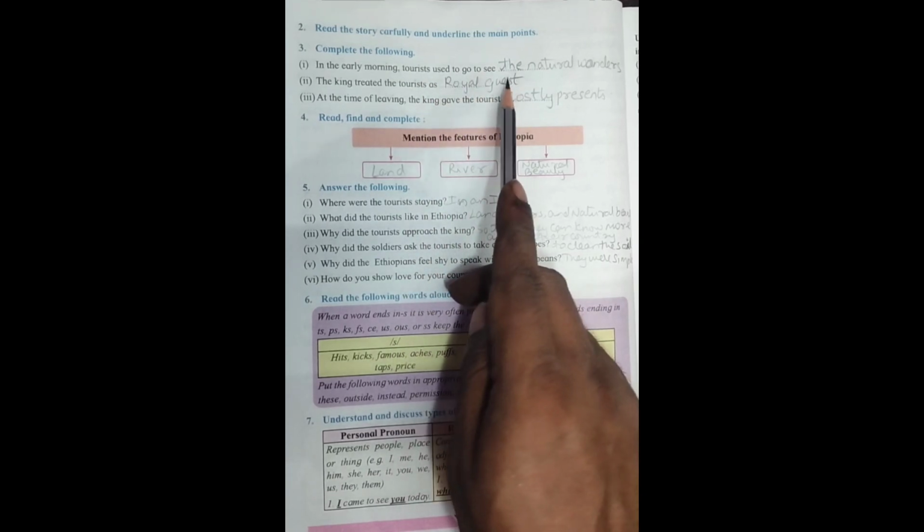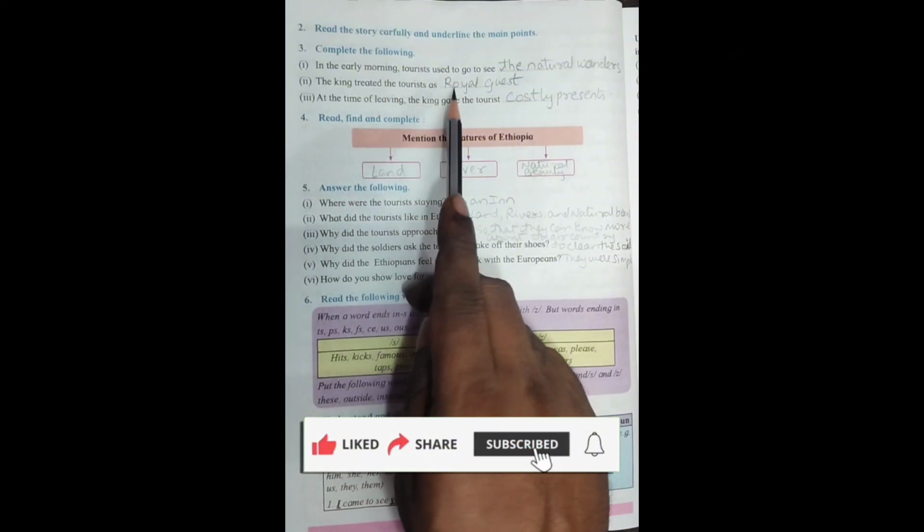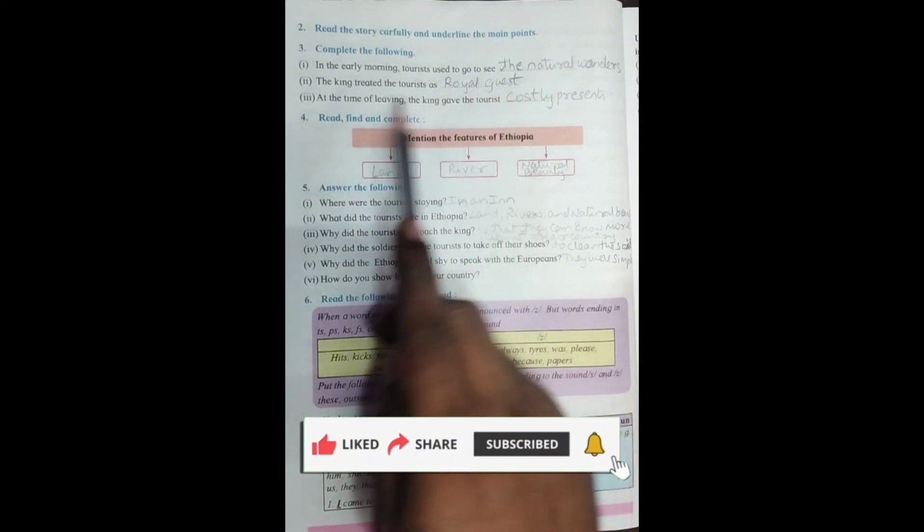Now, complete the following. First, in the early morning, tourists used to go to see dash, that is, the natural wonders. Second, the king treated the tourists as royal guests. Third, at the time of leaving, the king gave the tourists costly presents. Now, mention the features of Ethiopia. Their beautiful land, their rivers, and the natural beauty.